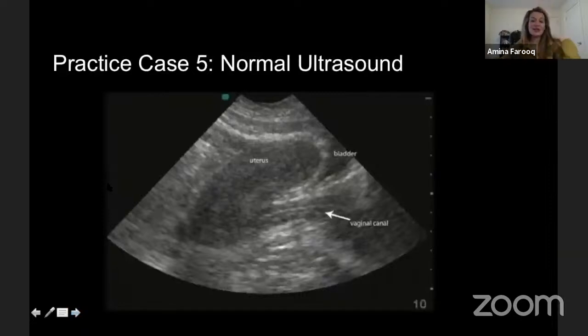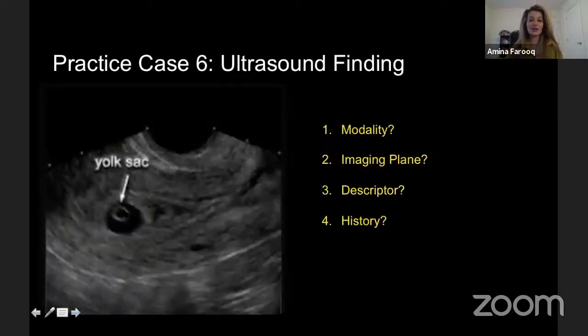All right, so moving on to our next modality here, we have an ultrasound. So this is a sagittal ultrasound of the uterus. And we see the uterus here, we see the vaginal canal with the bladder. And this is just a normal case. The patient just presented with a little bit of vaginal discharge. They were concerned, so they did an ultrasound, and it ended up being normal. So this is the case.